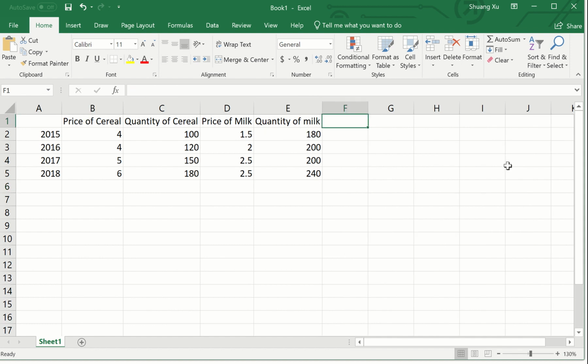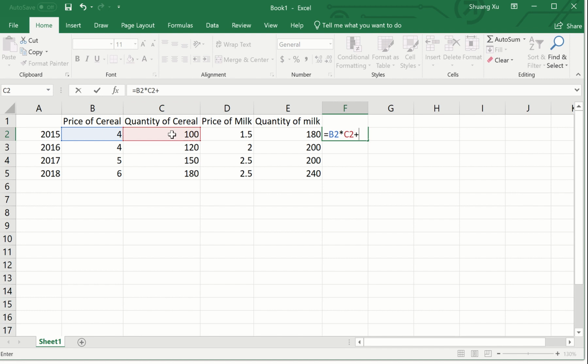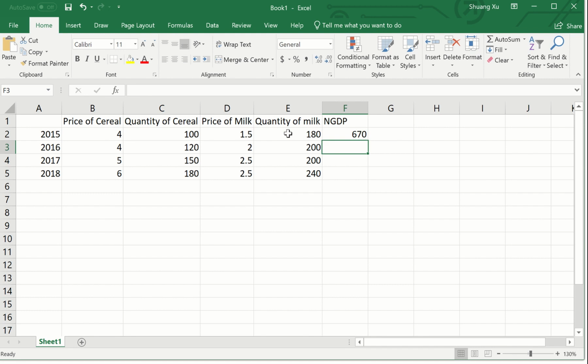All right, so first looking for nominal GDP. Now for nominal GDP, we're going to take the price of each year times the quantity for each year. So the price is $4 for a cereal times the quantity, which is 100, and then plus $1.50 times quantity of 180. So the price of each item times the quantity of each item, and then add it together. Okay, will be the same thing for every year after that. So that's my nominal GDP, and then real GDP.